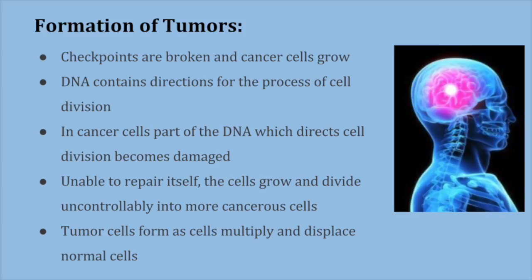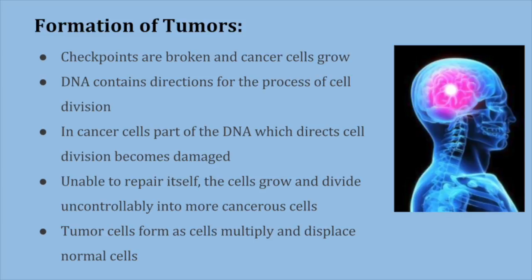In normal cells, cells grow and divide as a part of a natural cycle. Inside each nucleus, DNA contains the directions for this process. Sometimes the cell's DNA can become damaged. Normally, DNA responds to this by repairing itself or instructing the cell to die.